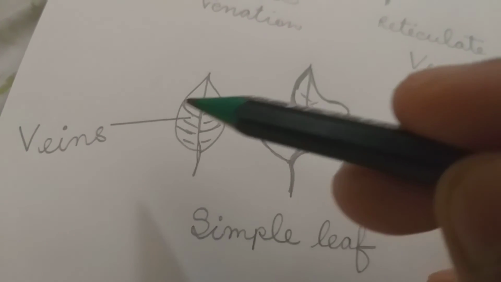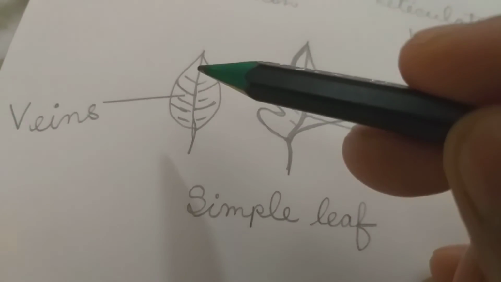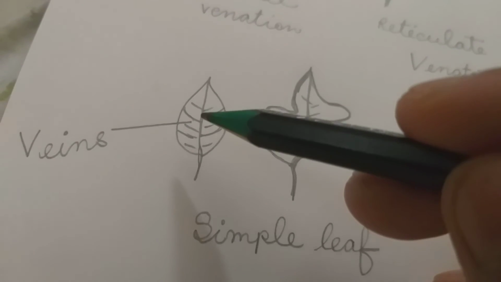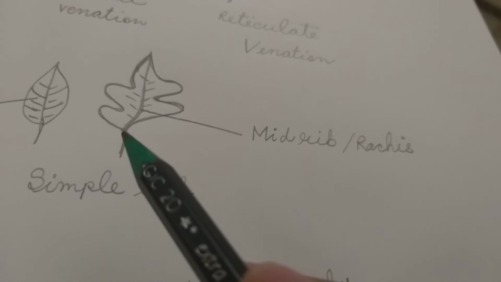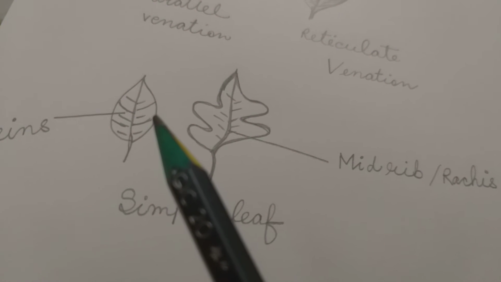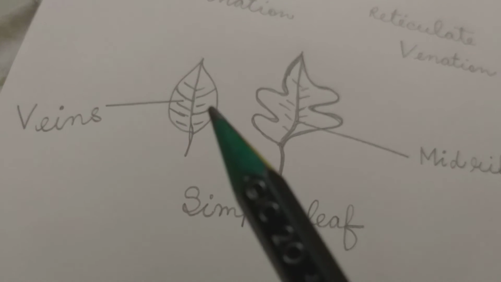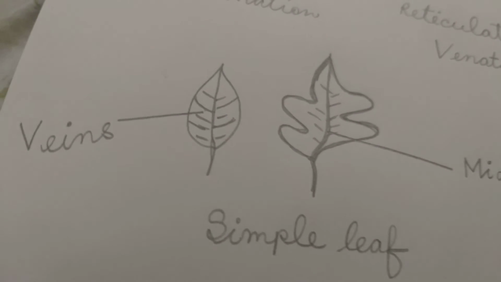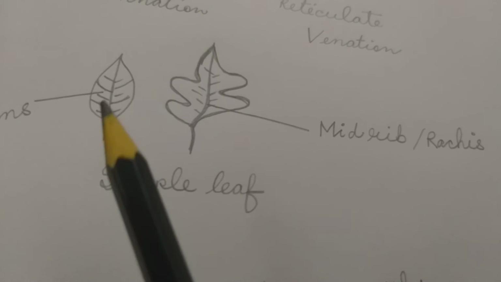These are the veins which arise from the main axis of the leaf. The main axis which runs lengthwise through the surface of the leaf is called the midrib or rachis. And these are the veins. From the veins, further branches arise which are called veinlets. Through the midrib, veins and veinlets, xylem and phloem tissues are present. So these two are simple leaves.